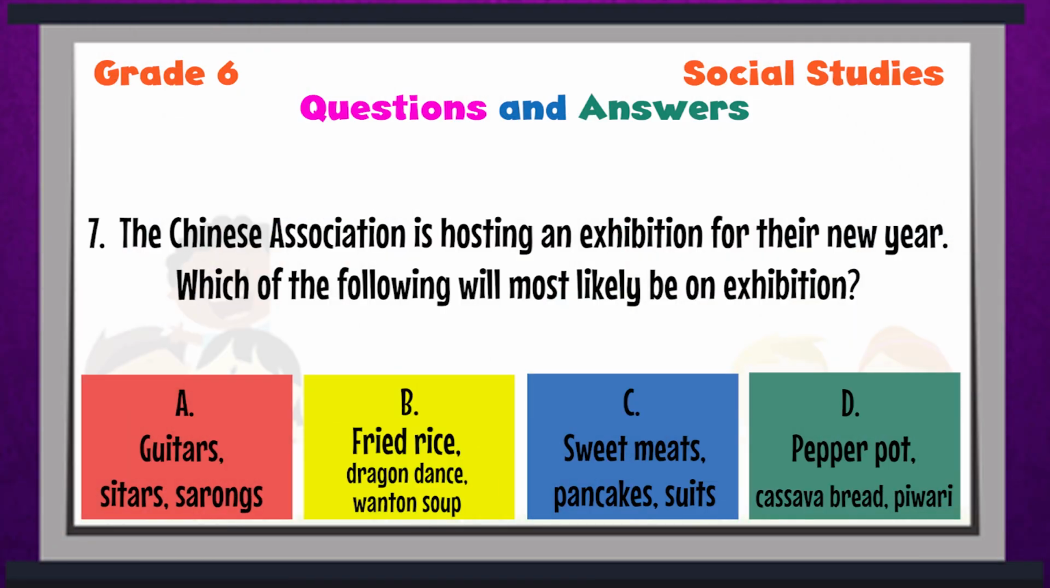Question 7. The Chinese Association is hosting an exhibition for their New Year. Which of the following will most likely be on exhibition? A, B, C, or D? Write the letter that you think has the answer that is correct for question 7.